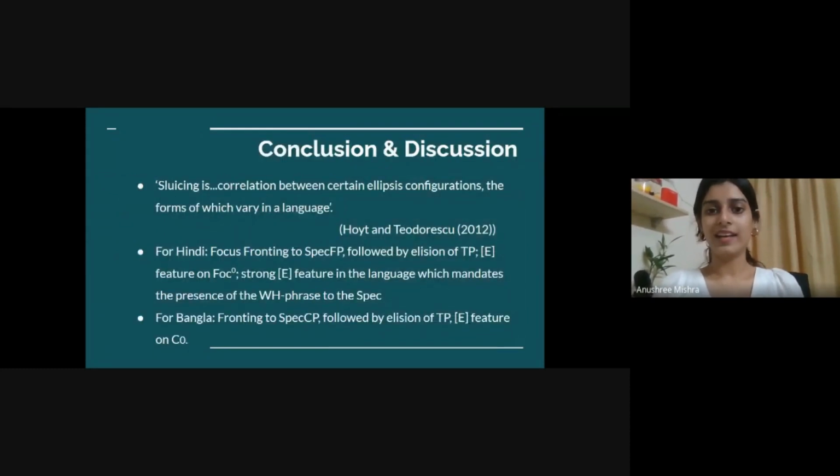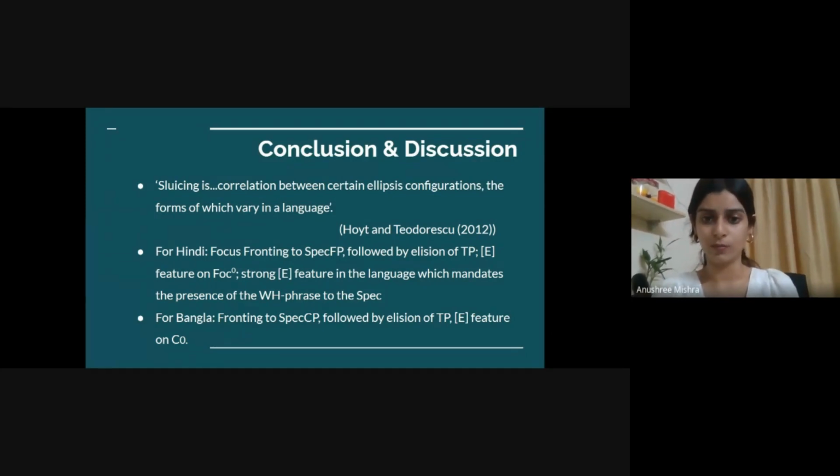So here I am with the final conclusion. I'll just synthesize what I've explained up until now. Looking at the sluicing construction, it's interesting to see how sluicing is not to be seen as a unified syntactic phenomenon. Different languages might use different syntactic means to arrive at the same surface form.